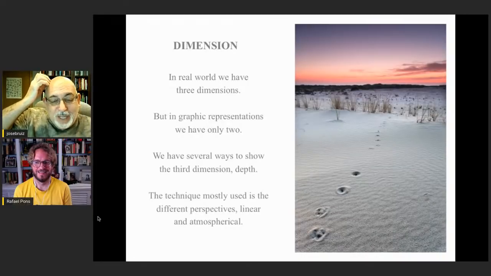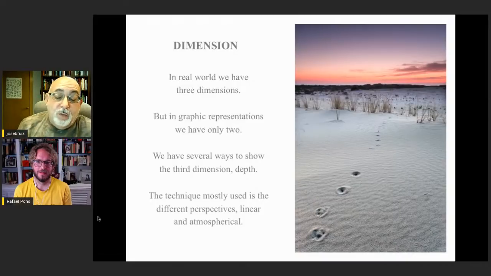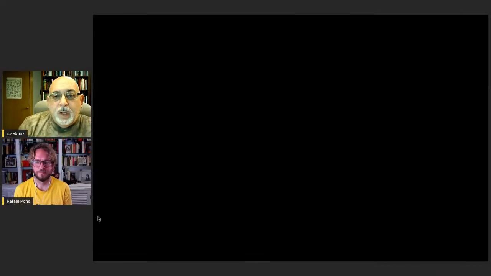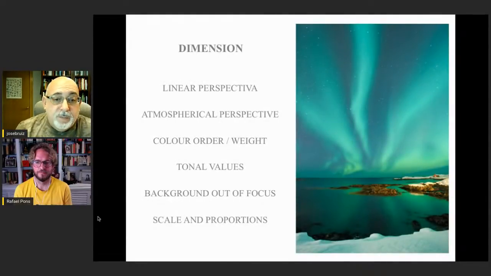What is dimension? Dimension is that we miss one of them. We miss the depth. When we photograph, we have the height and the width, but we don't have the depth. So we have to represent it graphically. We have these perspectives, for example, linear and atmospherical. Also, the light helps a lot. The depth of field can help us with dimension, or the use of lenses as well, and the distance between the element in the foreground and the one in the background.